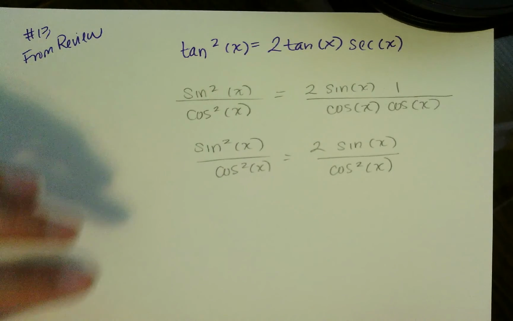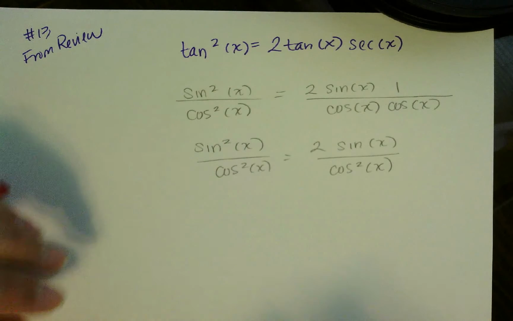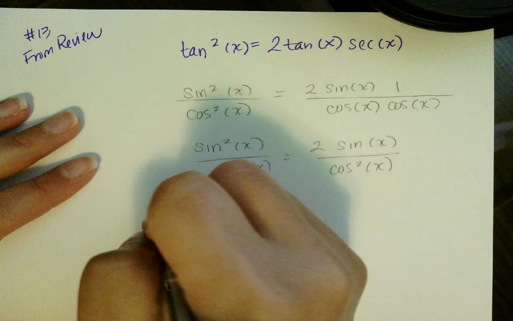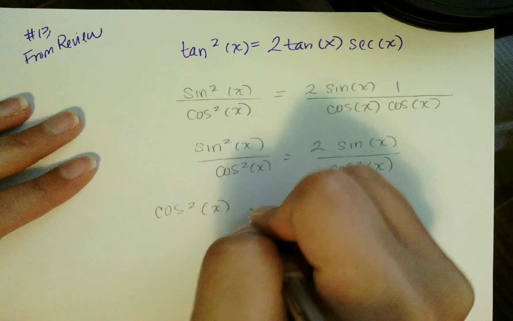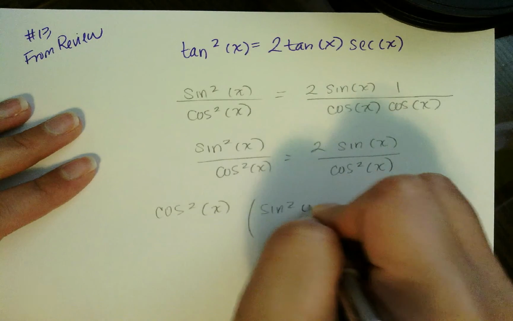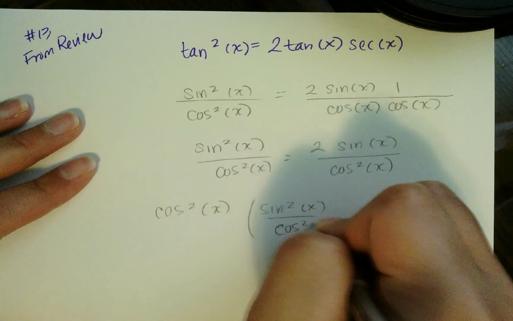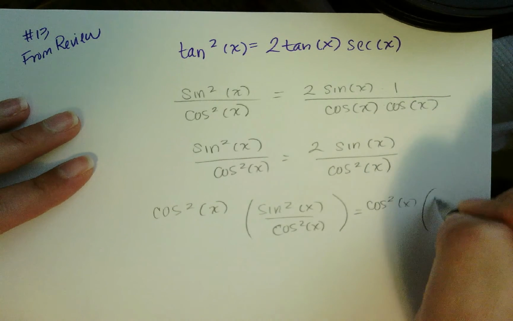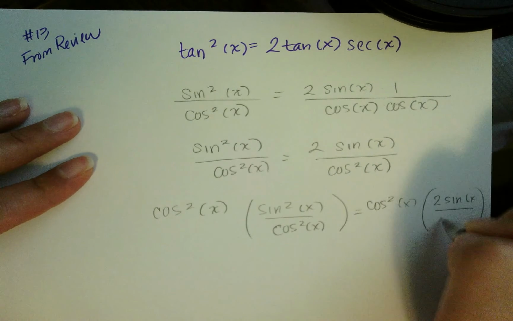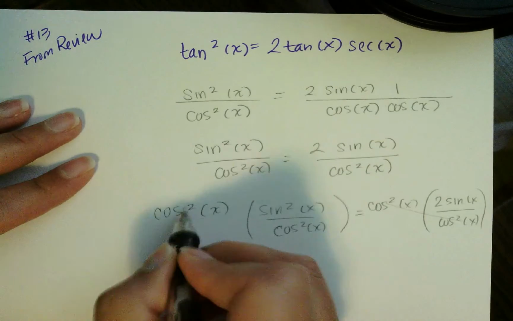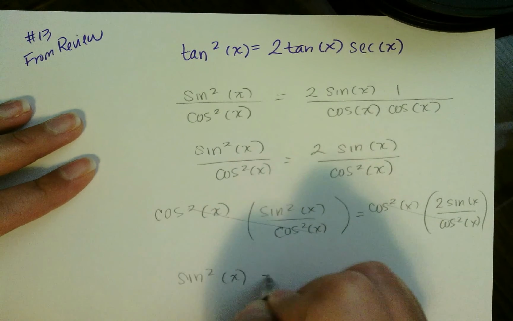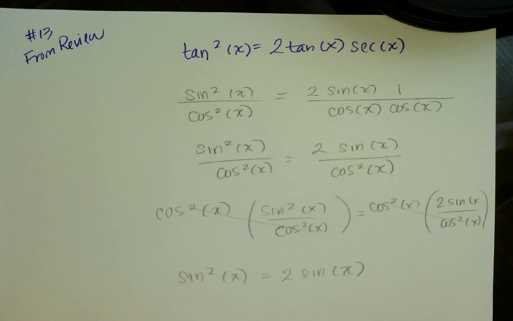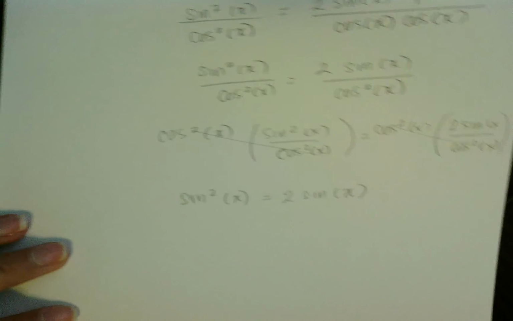Can't you just multiply by the cosine squared of x? Yep, you can totally clear fractions. I'm just showing it so people see the work when they look at these. So you get sine squared of x equals 2 sine of x. And again, you still cannot divide by sine, because it's your variable. So what are you going to do from here?